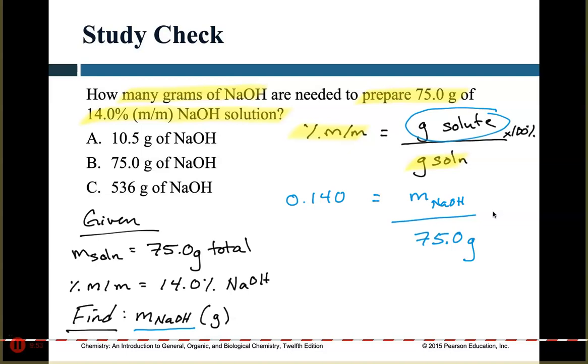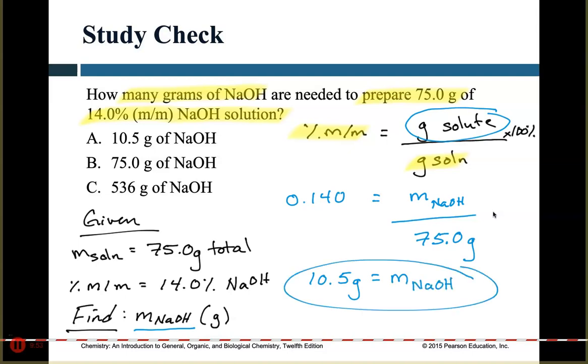So to finish this off, multiply both sides by 75. So 75 times 0.14. I get the mass, let me put it on the same side. I'm getting that a mass of 10.5 grams is what will be needed to make this solution. So that's my final answer. That's how many grams of NaOH I need to make the solution as specified.